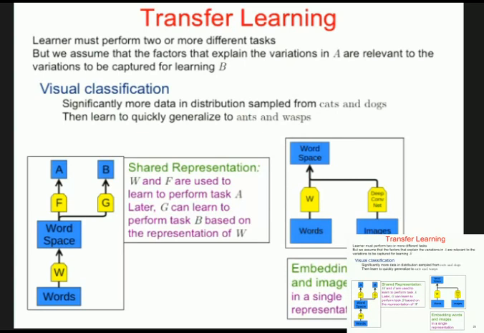And these pictures show them for language processing as well. I don't know if you can read this. Words in some kind of a representation W in this word space. And then these are tasks here. W and F are used to perform task A. Later, G can learn to perform task B, based on the representation of W that's common. So a common representation word space, this is not about cats and dogs, but it's about language, and we have some kind of a representation here. Maybe we can do it for one language translation or another language translation, or to be able to answer questions in language and so on. So we're using a shared representation to perform that.